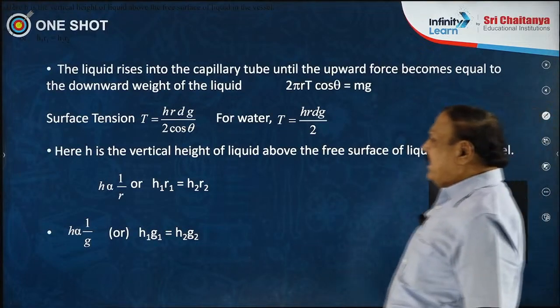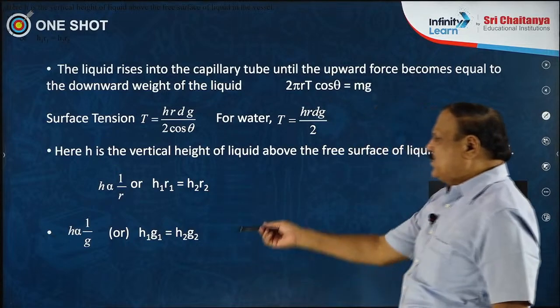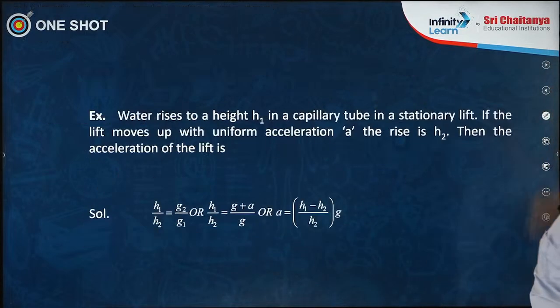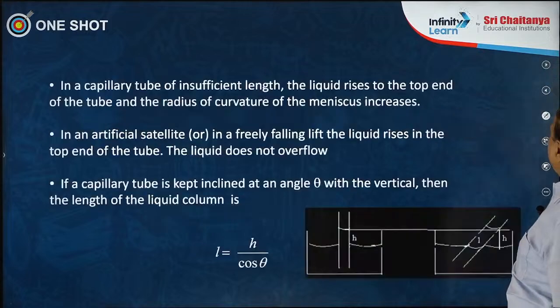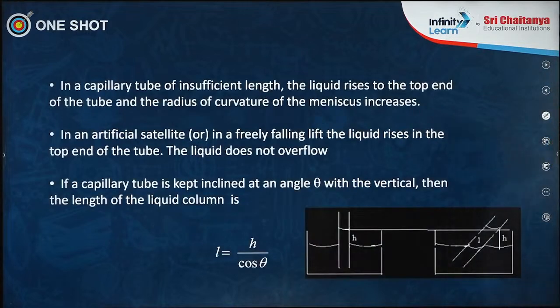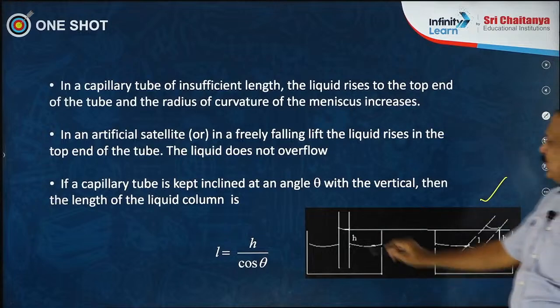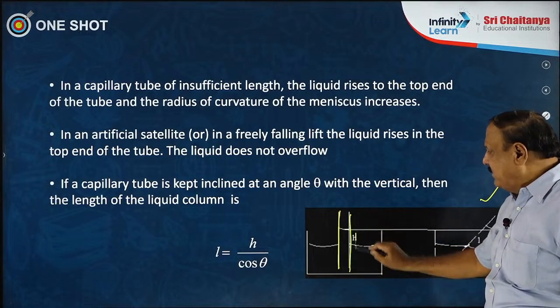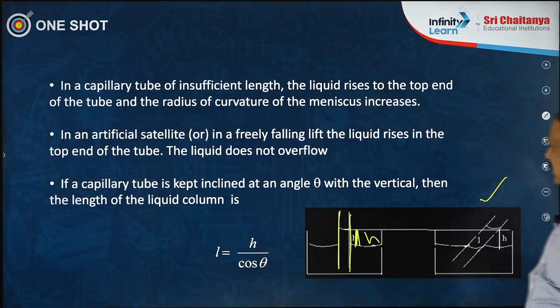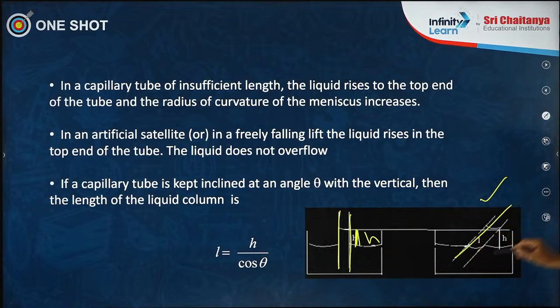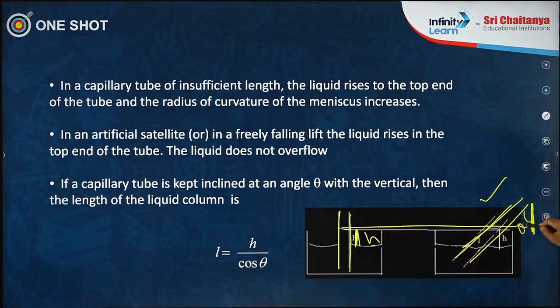As I told earlier, h is proportional to 1 by r, h is proportional to 1 by g, all these formulae we can know. Next, listen, this is another important point. If a capillary tube is vertically placed in the liquid, the rise is h, this is h. Suppose the same capillary tube, same liquid, is bent like this, so that the tube makes an angle theta with the vertical. Then remember this height will be the same.